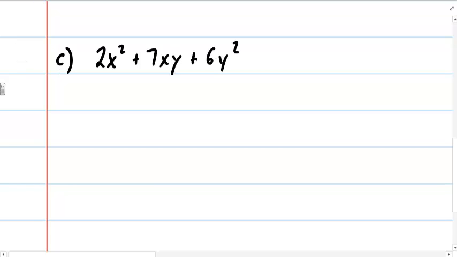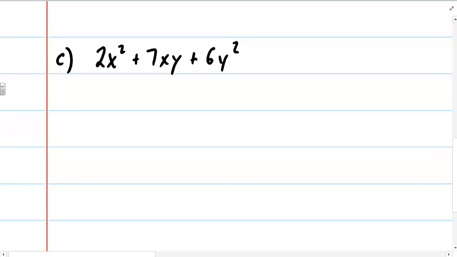All right, video number 2 coming your way. We're going to start right away by calling this problem C because it goes with the other video we had. So here's problem C. It says 2x squared plus 7xy plus 6y squared.